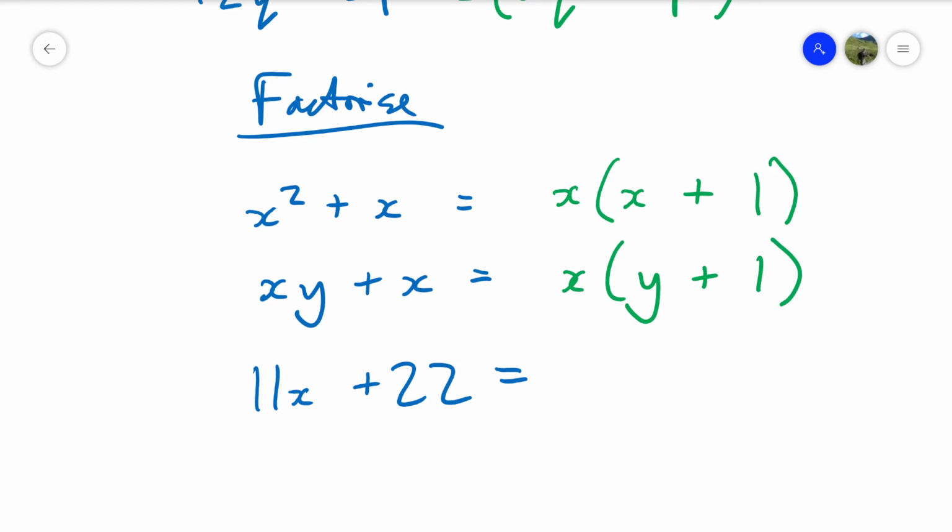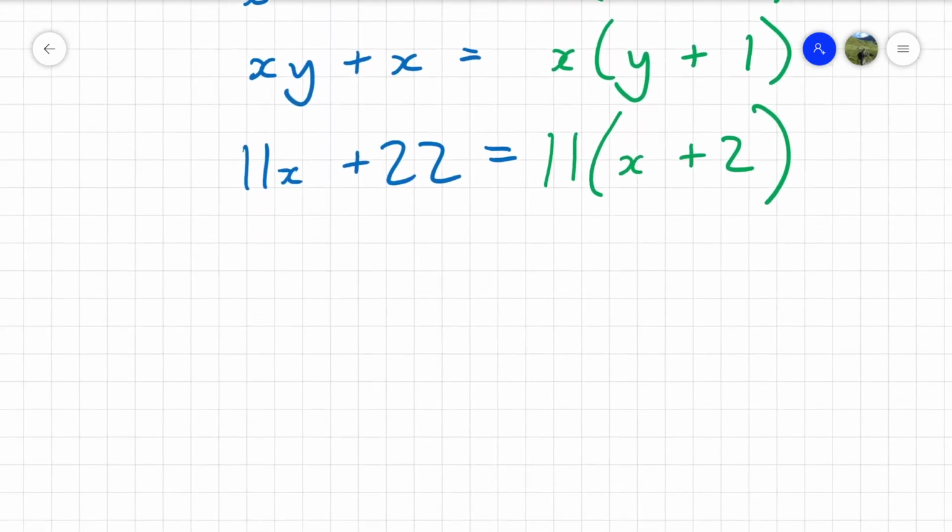This time, only one of them's got an x. Which is the smaller of the two numbers? 11. Is the other a multiple of 11? It is. Okay, that works. That's kind of where my thinking was in my head. And 2 times 11 makes 22.